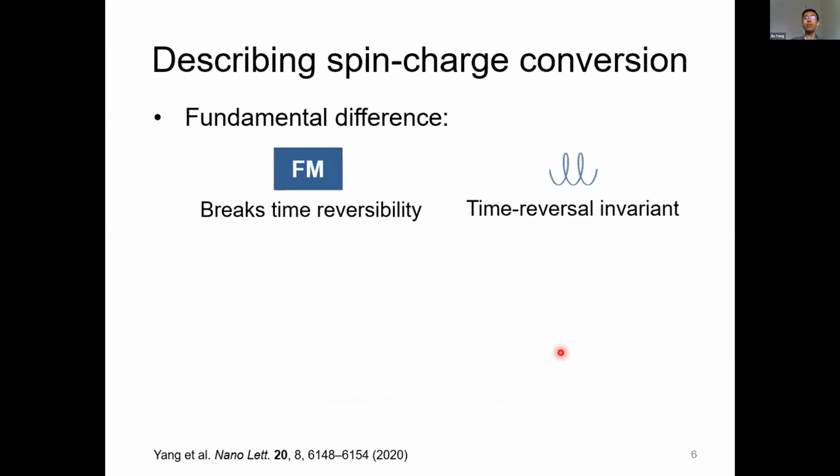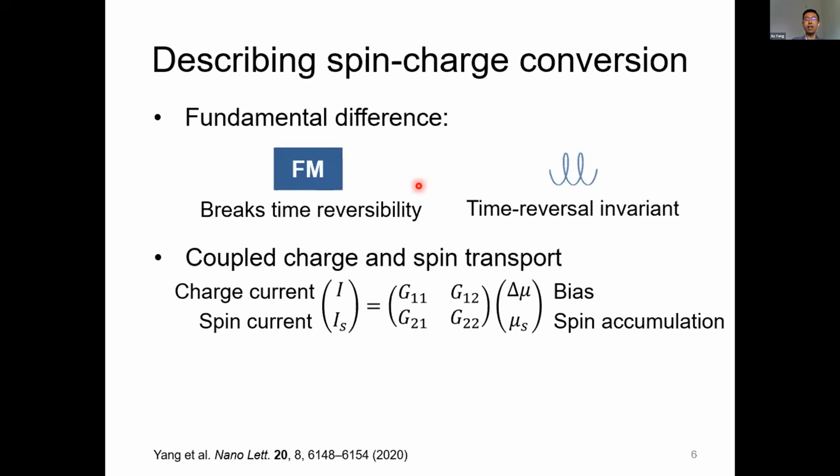And to understand this, we have to understand the fundamental difference between a magnet and a chiral molecule. And that is, a magnet breaks time reversal symmetry, while a chiral molecule does not. And since we've been already talking about both the magnet and the chiral molecule as spin charge conversion mechanisms, we are interested in how this difference translates in terms of spin charge conversion. And to describe that, we introduce the transport matrix formalism. Basically, we want to describe the transport of charge and spin, and they're also coupled, so we use a matrix to couple them together.